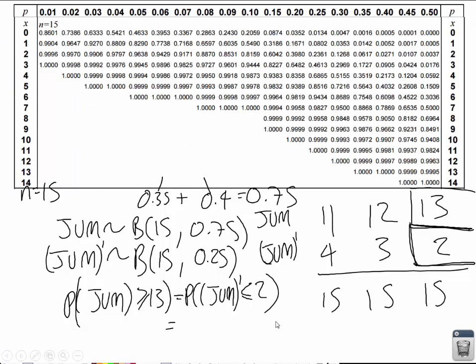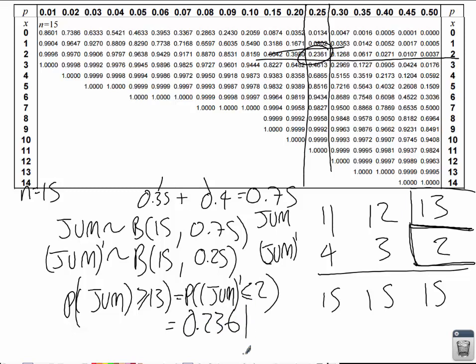So n is 15, so find your correct table. N is 15, p is 0.25, it's over here. And I'm working out less than or equal to 2. So this is the number I want. That is equal to 0.2361, and to three significant figures, this is equal to 0.236. And I am done.